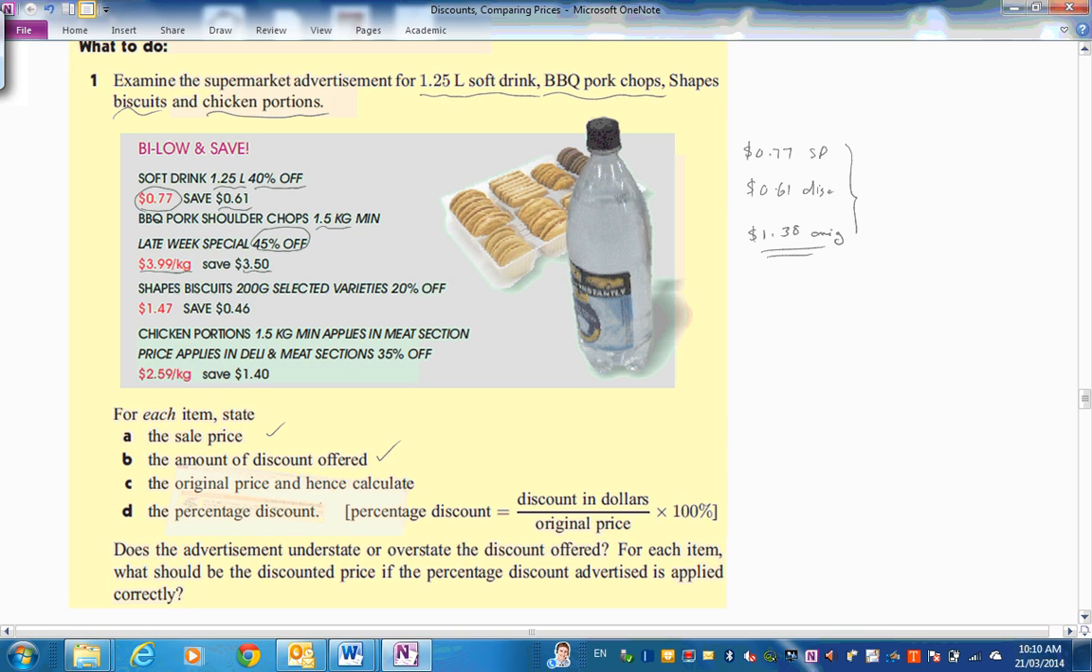Okay, the percentage discount. Well, what's the percentage discount? It's a discount over the original price times 100. So let's do it over here. It's $1.38. No, hang on, that was the original. So let's do the discount. The discount is 61 cents over $1.38 times 100. Are you doing it on your calculator there? What do you get for that one? Have a go and see what you think. I'm doing it here at the moment. This is approximately 44.2%.